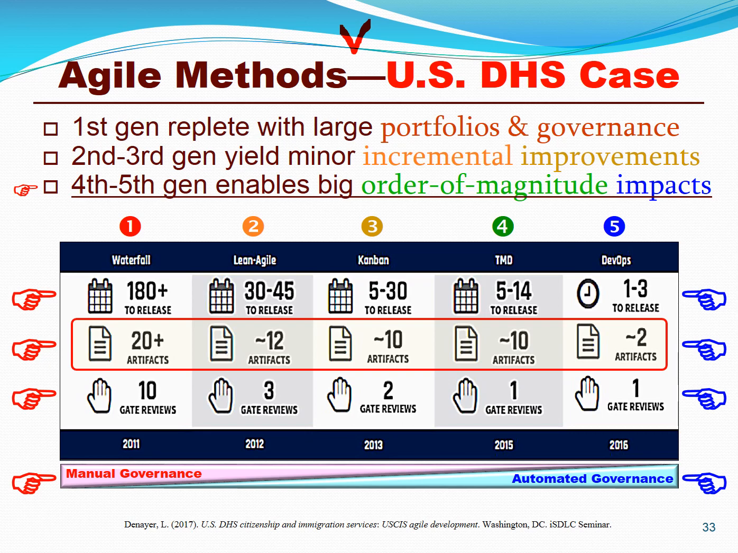Even public sector organizations like DHS can reap the benefits of enterprise scale DevOps, as they reduced their cycle times from 180 days to about 1 to 3 days, the number of artifacts from 20 documents down to 2, and the number of gate reviews from 10 down to 1. So yes, even government projects can reap the benefits of enterprise DevOps, not just commercial enterprises like Google, Amazon, Yahoo, or Facebook.